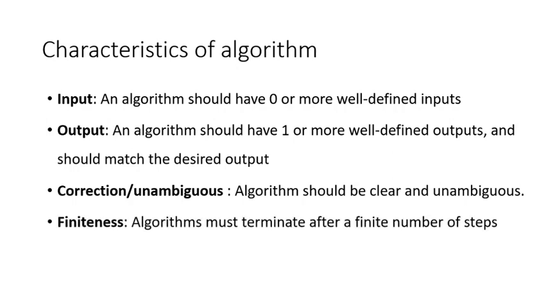Finiteness, this is an important step. An algorithm must terminate after a finite number of steps. What does it mean? Whatever you are going to do, take the example of addition of two numbers. After addition of two numbers, after displaying the result, it will stop. There will be a finite number of steps.